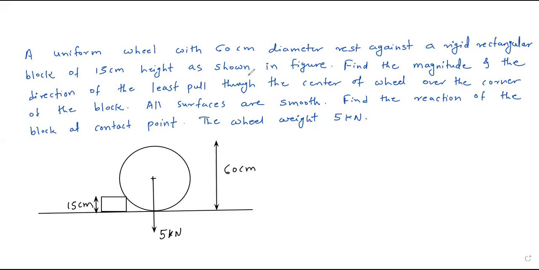Okay, so two major concepts I'm going to tell you. If possible, you can write it down. First, the least pull should always be perpendicular to the block reaction. Whatever reaction you get from the block, the least pull is always perpendicular to that reaction.